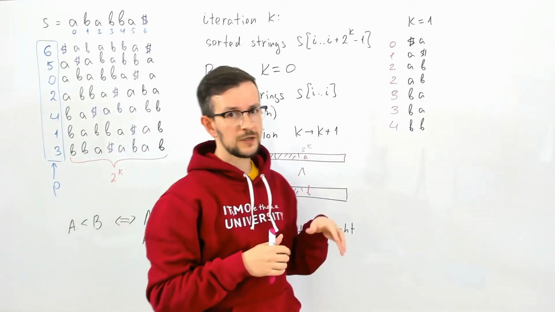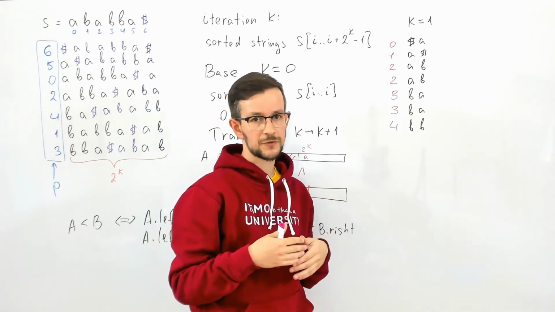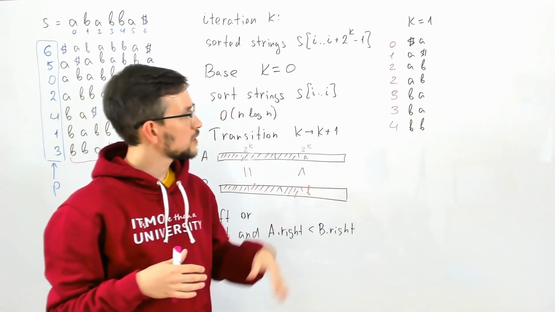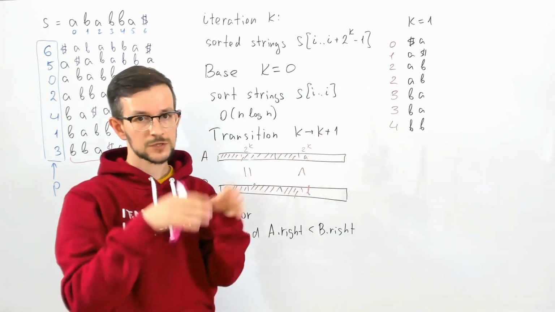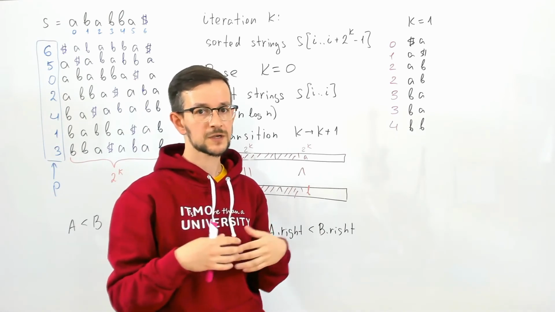These integers are basically the equivalence classes of the strings. If we split all the strings into equivalence classes, this is the number of the equivalence class that corresponds to this string.